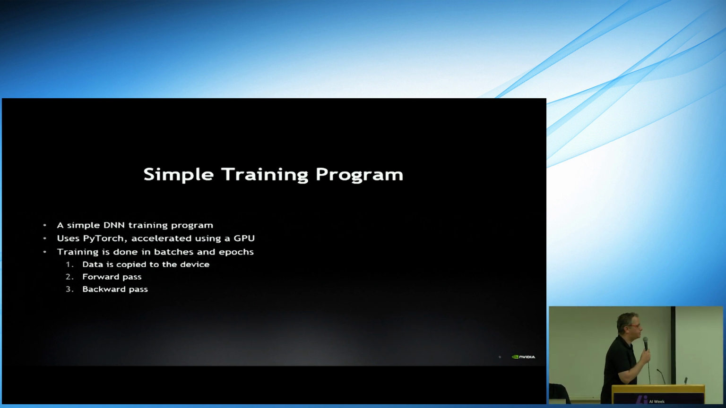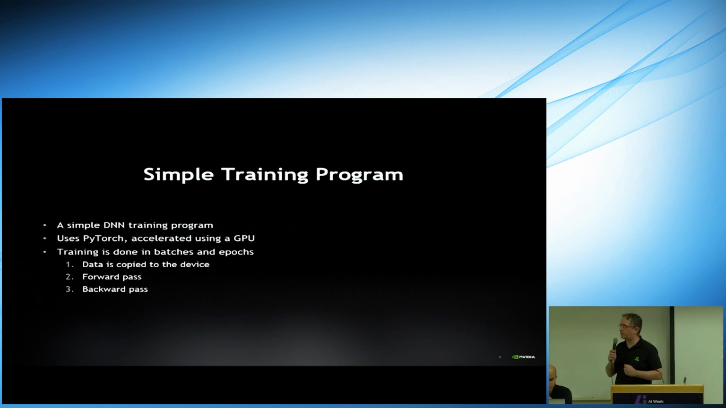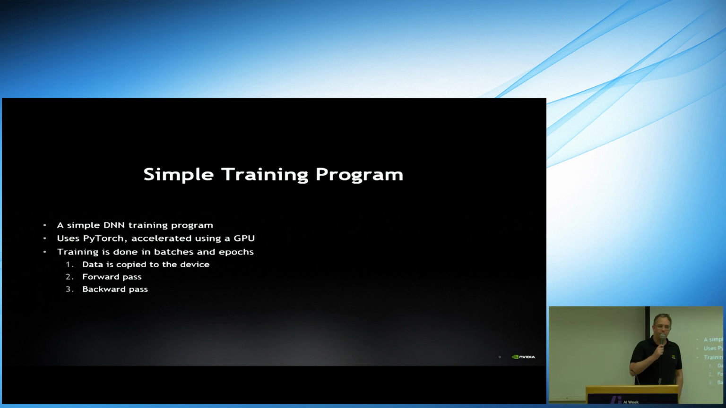As we said, it's a simple DNN training program written in PyTorch. The reason we use PyTorch is primarily for explanatory power. It's just easier, in my opinion, to show you a program written in PyTorch, but everything that you'll be seeing here today is equally applicable to PyTorch as well as TensorFlow. And in fact, we'll show you a small TensorFlow example a little later on and discuss some of the details. So we're going to be doing training in batches and epochs.